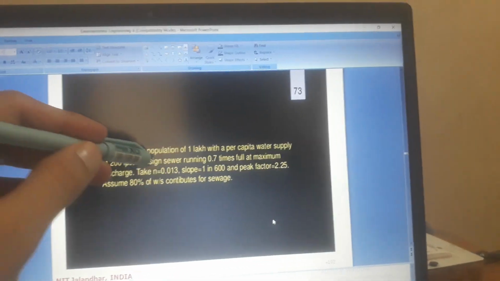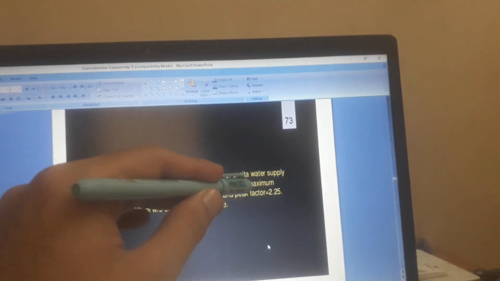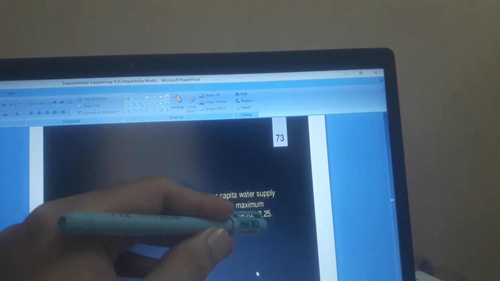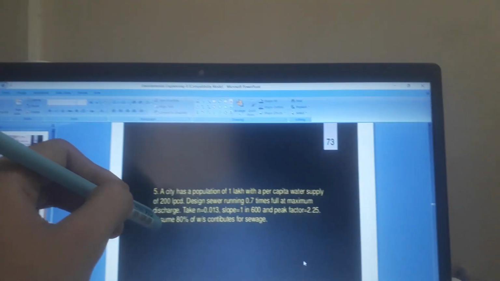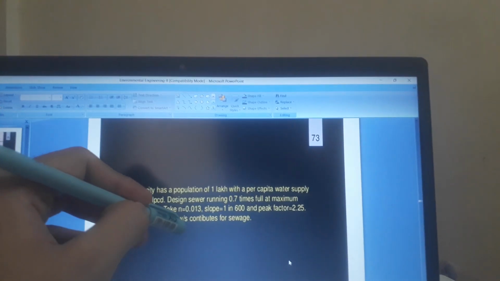Then, a city has a population of 1 lakh with a per capita water supply of 200 liter per capita per day. Design sewer running 0.7 times full at maximum discharge. Take small n is equal to 0.013. Slope is equal to 1 in 600 and peak factor is equal to 2.25. Assume 80% of water supply contributes to sewage.